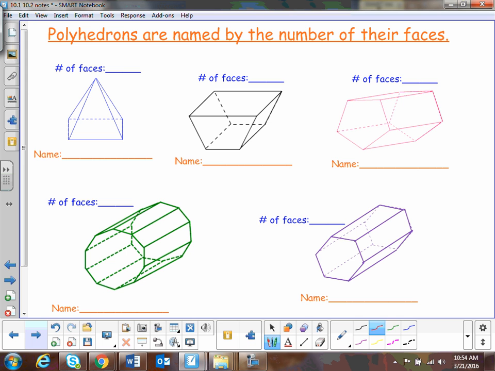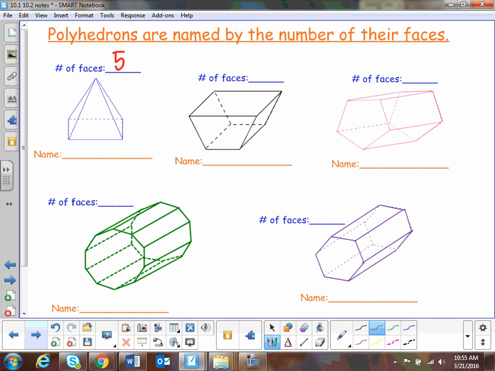Alright, so let's talk about these names. Polyhedrons are named by the number of faces. Write that down. Polyhedrons are named by their number of faces. Now, you can have more than one name because I already taught you a bunch of other names for these, like pyramids, prisms, all that. But when I tell you to classify it by its polyhedron name, you have to be able to tell me that too. Okay? So how many faces does that one have? 5. So what do you think the name of that one would be?